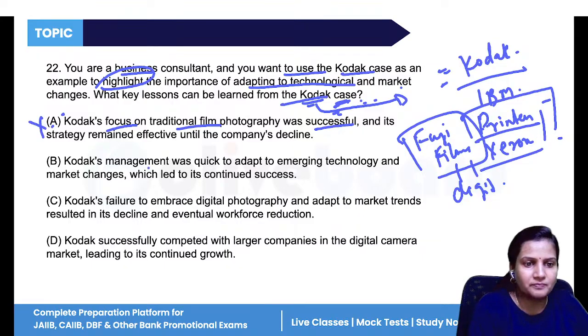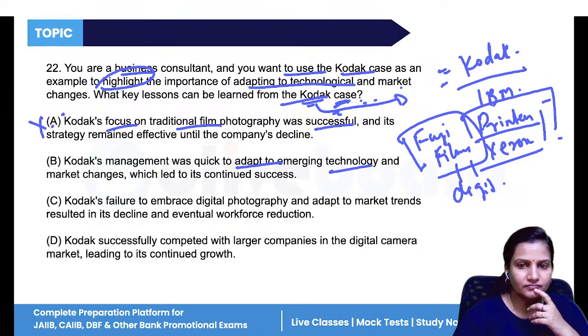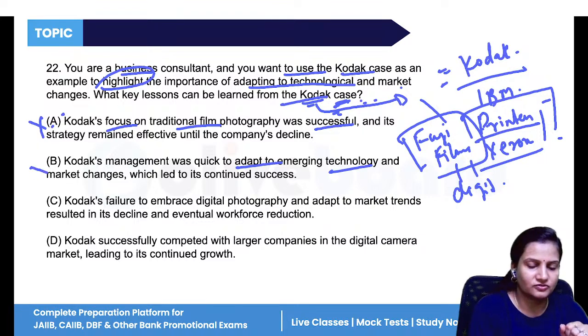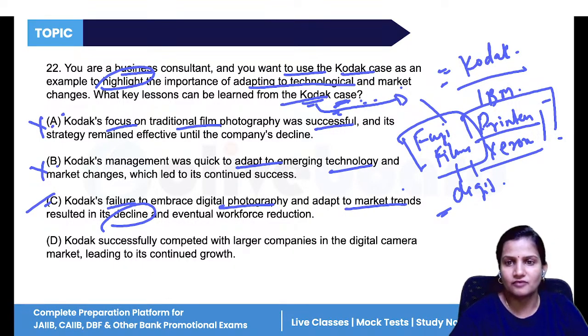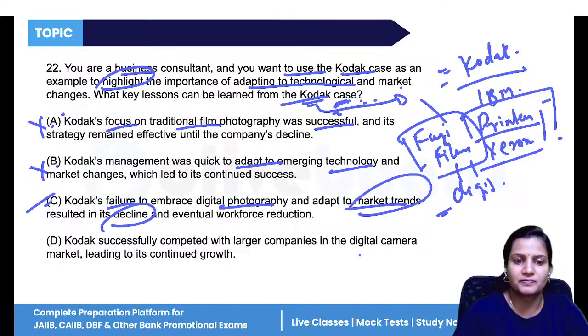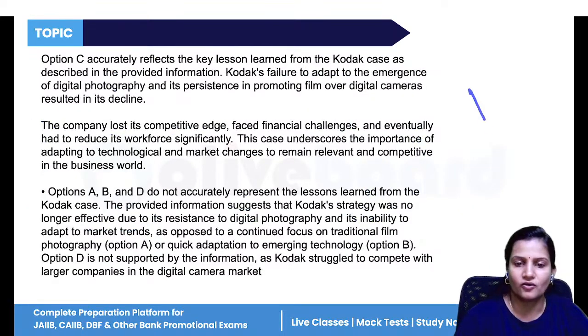No. Kodak management was quick to adapt emerging technology. Did Kodak adapt technology or did Fujifilm adapt technology? Tell me. Kodak was making the plans, plotting everything. Kodak was busy in acquiring this company. And this is also not correct. The Kodak failure to embrace digital photography and adapt to market trend resulted in its decline. Yes. Till the time Kodak realized that now I have to improve my market, I have to improvise my camera, at that time what happens? The market trend had changed completely and their workforce got reduced. So if the company is not working properly, then they have to do a reduction in their workforce. Option C is the correct answer. Clear? So these are all the reasons why Kodak failed.